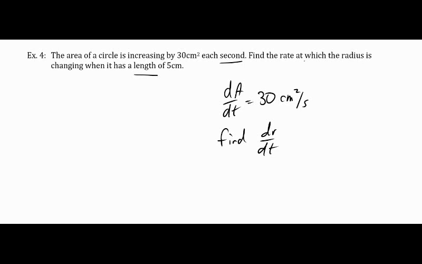That's what it's talking about, the radius. So find dr by dt when r equals 5 centimeters. Okay. So area of a circle. What do you think our formula is going to be? Formula for area of a circle.